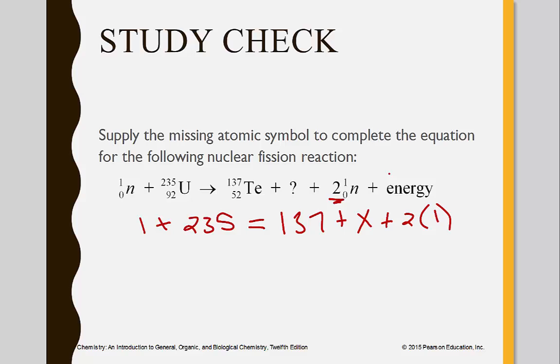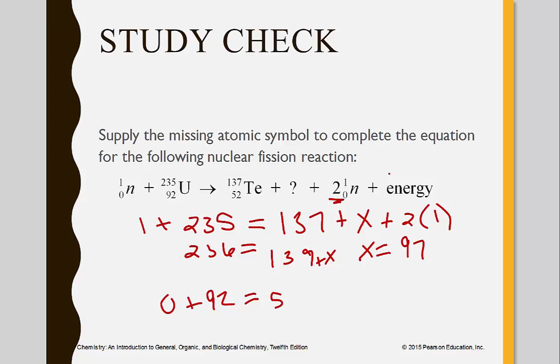So that equals 236 is equal to 139 plus x. X is then equal to 97. That's going to be the top number of our answer. Now the bottom numbers, 0 plus 92 is equal to 52 plus x plus 2 times 0. That means 92 is equal to 52 plus x. X is then equal to 40.